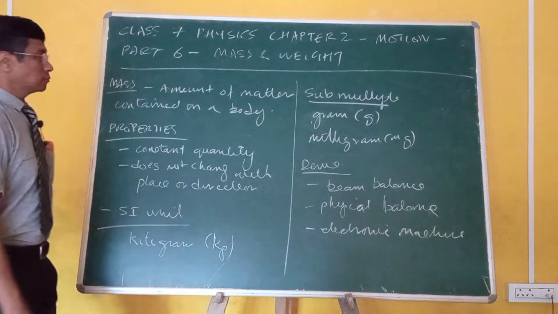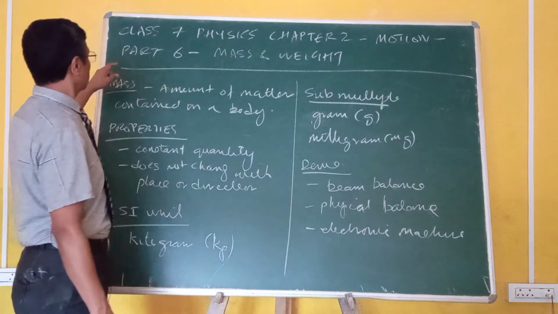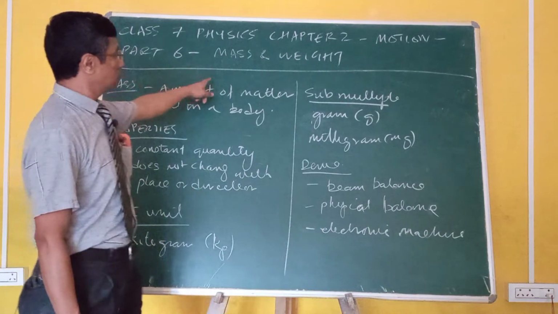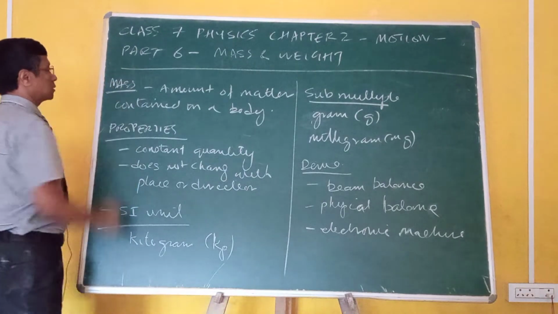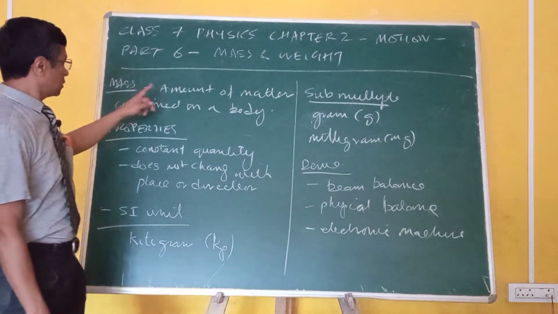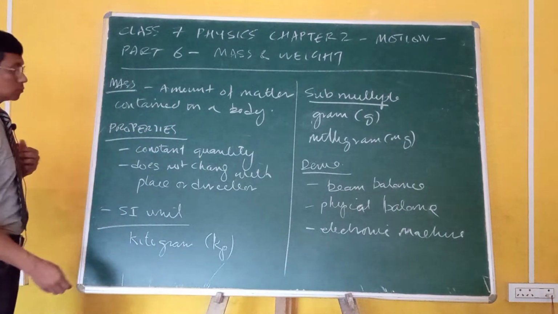Hello students, today we are discussing class 7 physics chapter 2, motion, and part 6, in which we are going to discuss mass and weight. So mass, as defined, is the amount of matter contained in a body.